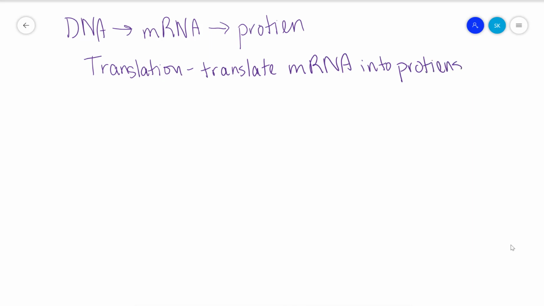Now, this is going to take the help of something called rRNA, which is ribosomal RNA, which makes up ribosomes. Remember, way back in the day, we said that ribosomes create proteins. That was their function in the cell. Well, rRNA is what makes up these ribosomes. So rRNA makes up ribosomes.